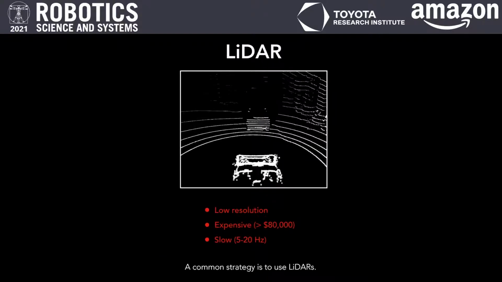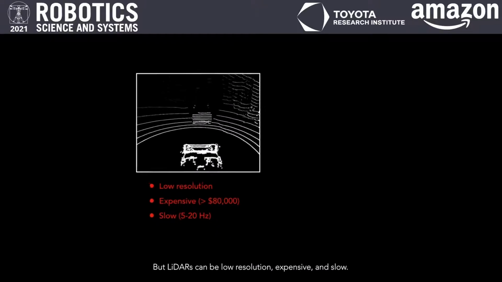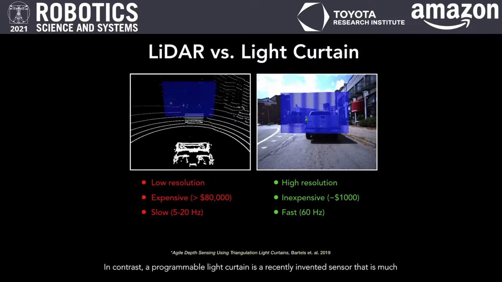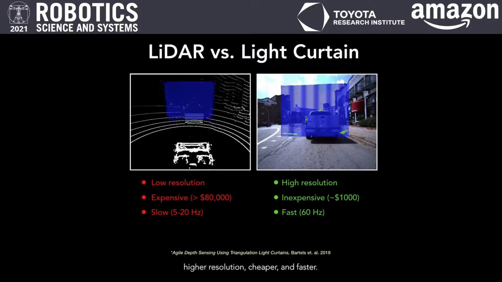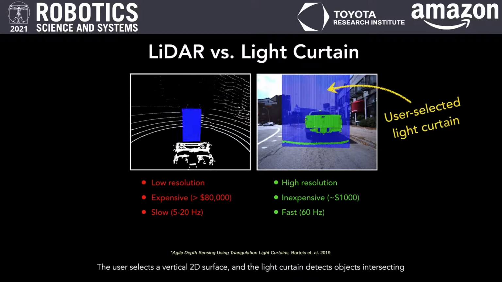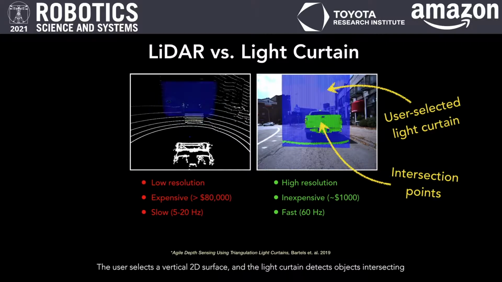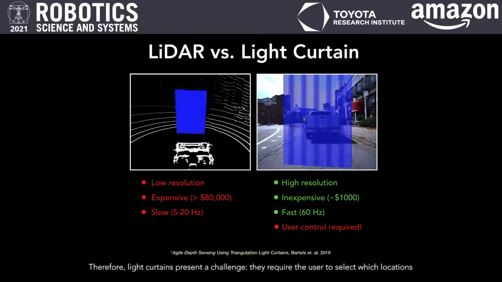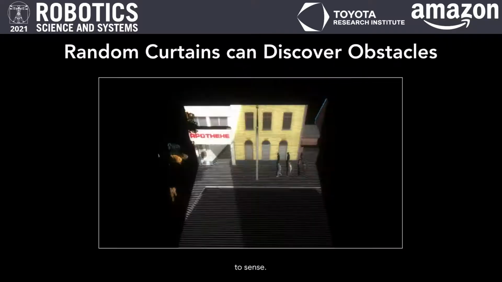A common strategy is to use LiDARs, but LiDARs can be low resolution, expensive, and slow. In contrast, a programmable light curtain is a recently invented sensor that is much higher resolution, cheaper, and faster. The user selects a vertical 2D surface, and the light curtain detects objects intersecting that surface. Therefore, light curtains present a challenge. They require the user to select which locations to sense.